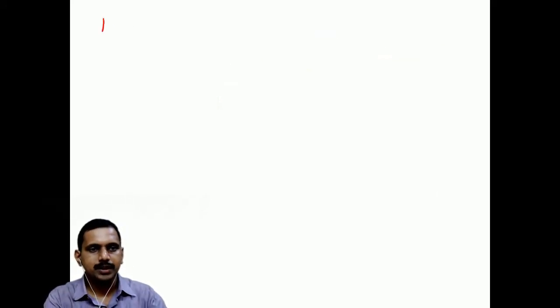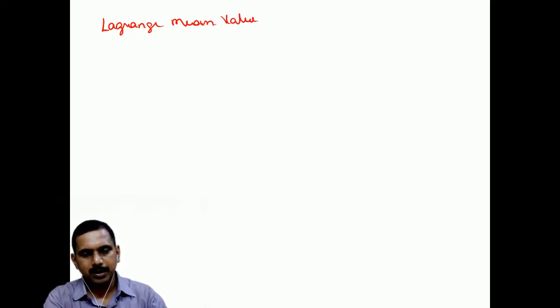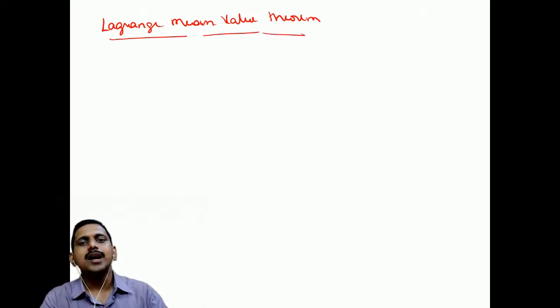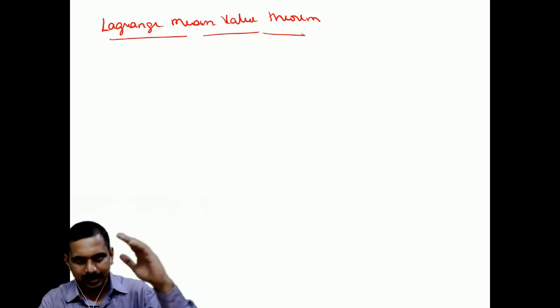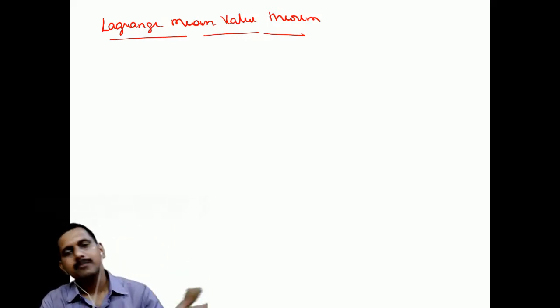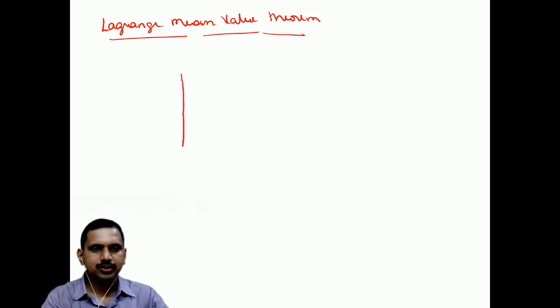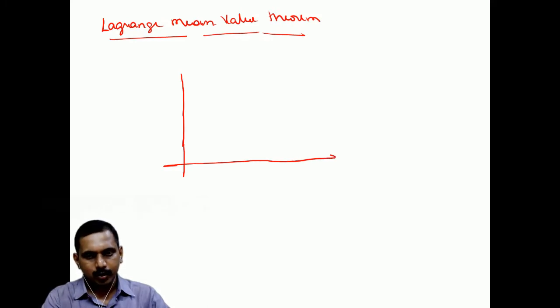Next is Lagrange's mean value theorem. Actually, it is all one, it's not different. Lagrange mean value theorem is a bit more generalized. Rolle's theorem is specific, and Lagrange mean value theorem is a more generalized one compared to Rolle's theorem.